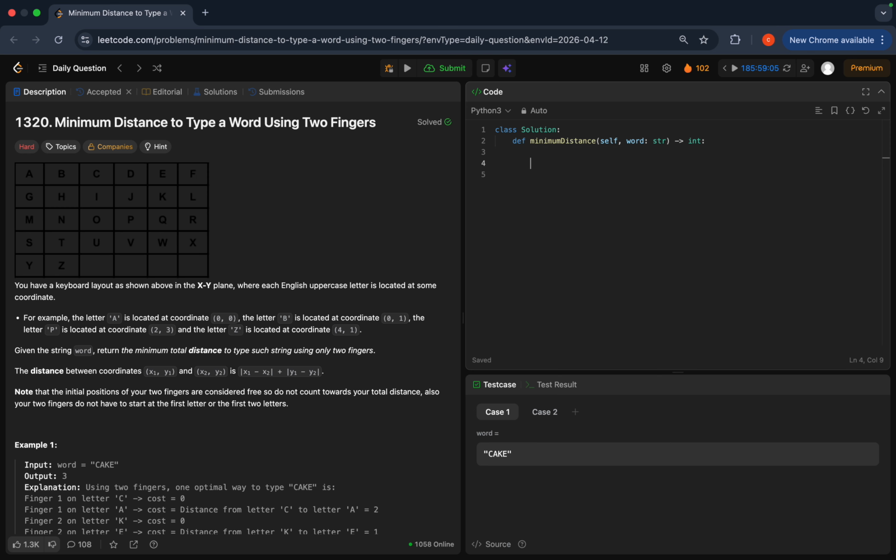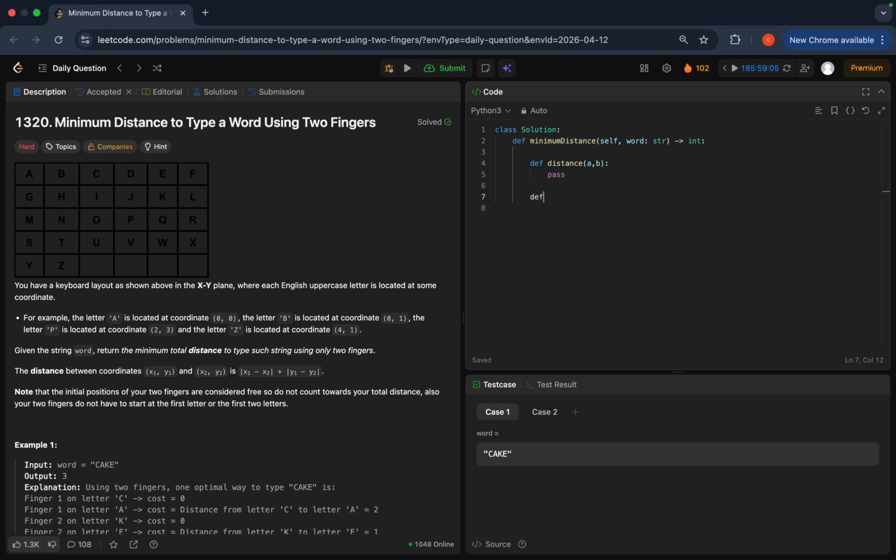So we need a function which will calculate the distance, right? So let us define the function distance, which will get the input A and B. Let us do that later.